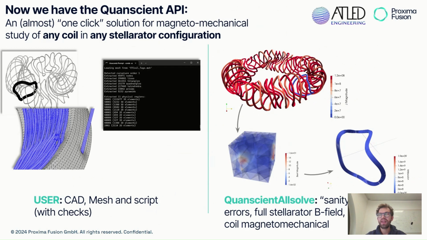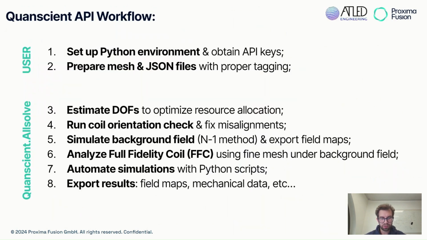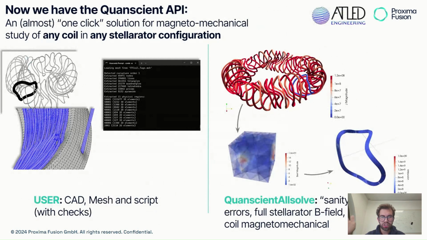So it's very complicated. And so now we have what is called the Quanscient API, and it's an almost one-click solution for magnetomechanical study of any coil and Stellarator configuration. I'm saying almost because it still requires a lot of work of meshing, of course, on our side. But the idea is that on one side you have the user that uses CAD, that just has to provide CAD, mesh, and a script in Python. And on the other side, Quanscient Allsolve does pretty much most of the things, ranging from some sanity checks to the full Stellarator B field and magnetomechanical analysis.